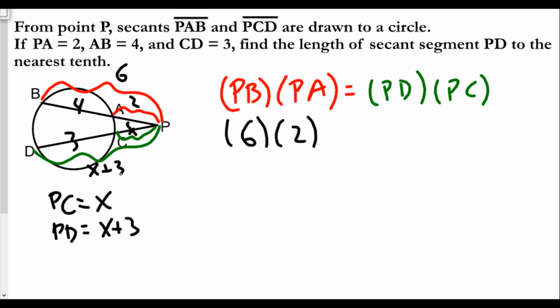Again, we're adding together. Again, be very careful. A lot of times, some students will accidentally multiply the 3 and the x, make it 3x. It's really x plus 3. So PD is x plus 3. And in this case, PC is our x value. So now we're going to multiply, all right? So this is a little more complicated.